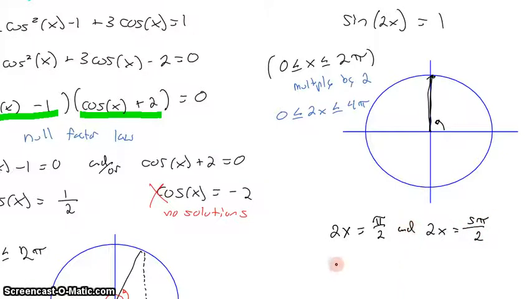So finally, what is x? X is pi on 2 divided by 2, that's pi on 4, and x is equal to 5 pi on 2 divided by 2, that's 5 pi on 4.